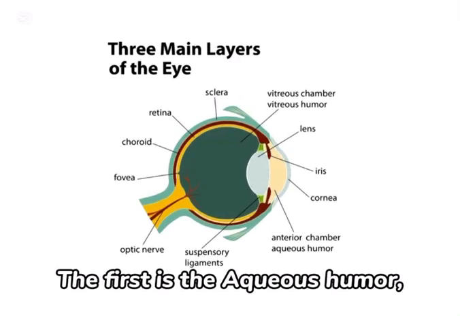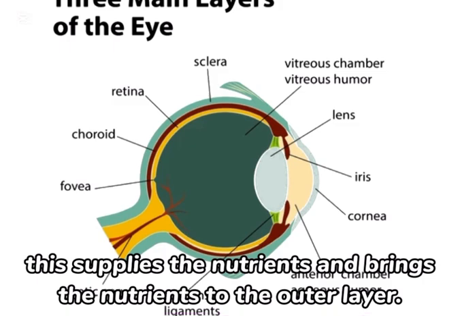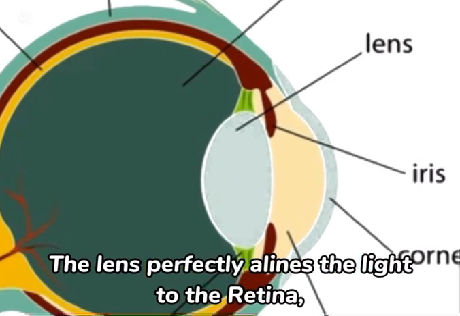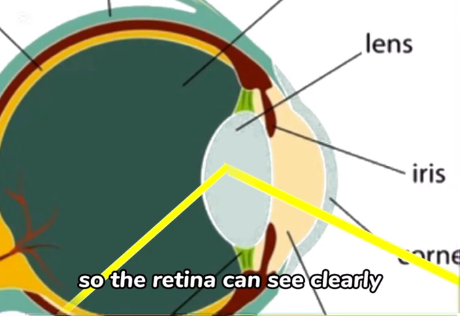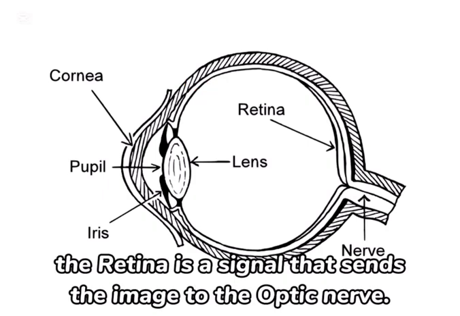And finally, the last layer. The first is the aqueous humor. This supplies the nutrients and brings the nutrients to the outer layer. The next is the lens. The lens perfectly aligns the light to the retina so the retina can see clearly. The next is the retina. The retina is a signal that sends the image to the optic nerve.